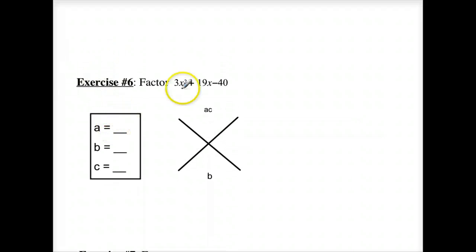Number 6. Is it standard form? Yes, it is. So my A is 3, my B is 19, and then my C is negative 40. So A times C, 3 times negative 40, is negative 120, and then 19 at the bottom. So the hardest thing is for you to think of numbers. Two numbers, when I multiply them, I get negative 120, and when I add them, I get 19. So after thinking for a while, you will come up with some numbers, and then we're just going to play around. So two numbers that we can think about are 24 and 5.